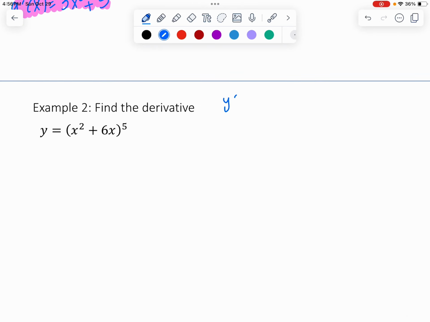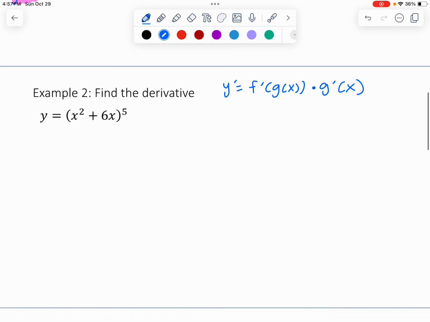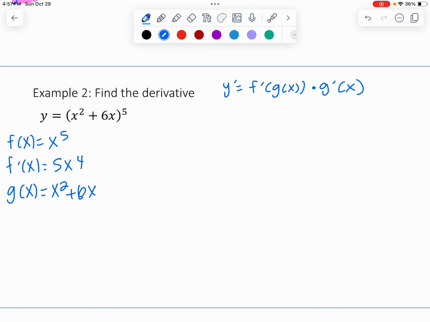This next one, I'm again going to write the chain rule out here. You guys are welcome to try this one on your own because it's very similar to the last one. So I'm first going to identify my outside function, and that is going to be x to the fifth power. It's pretty easy to determine the outside function. It's the one that doesn't have something inside of it. And then the derivative of that is 5x to the fourth power. Then my inside function is x squared plus 6x, and then the derivative of x squared plus 6x is 2x plus 6.